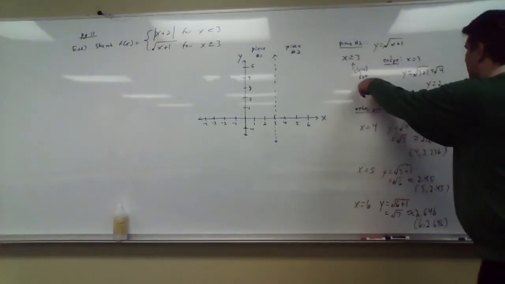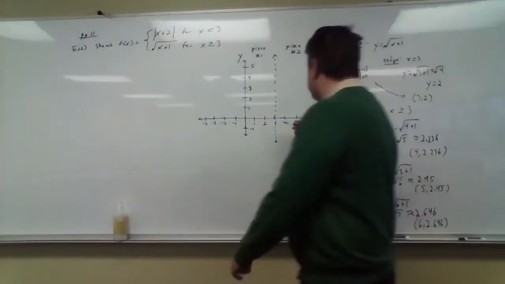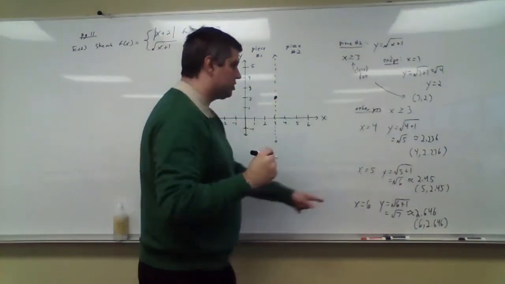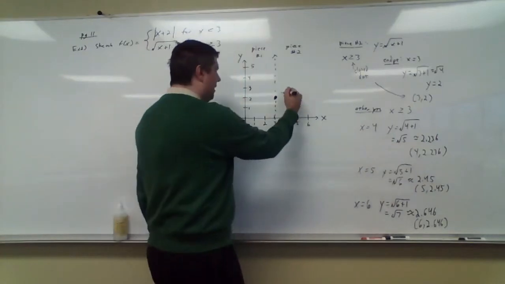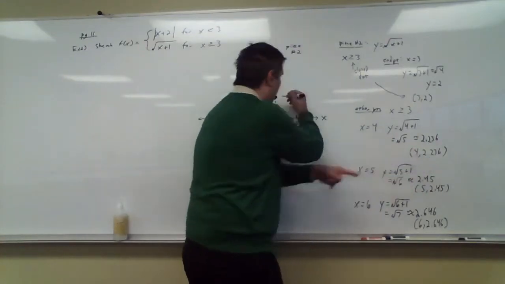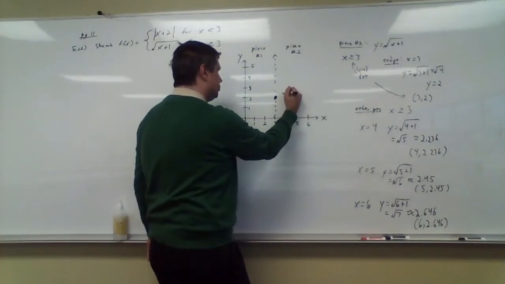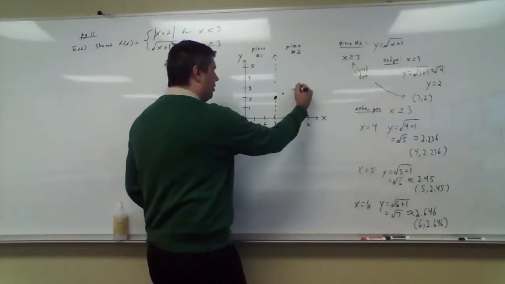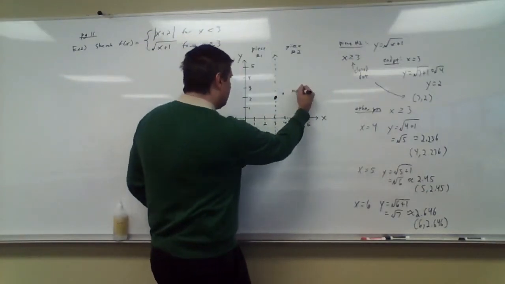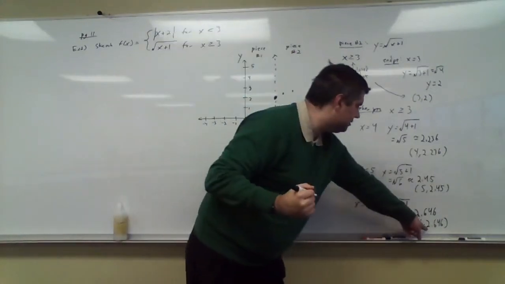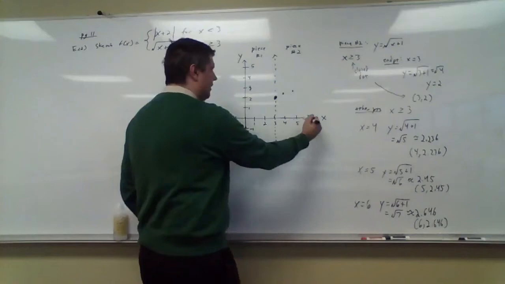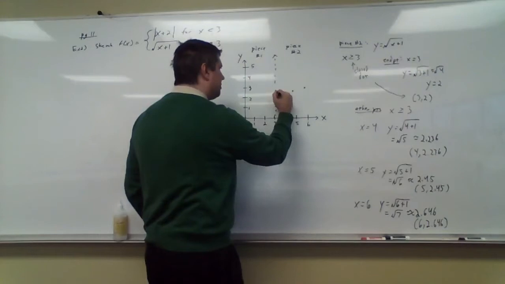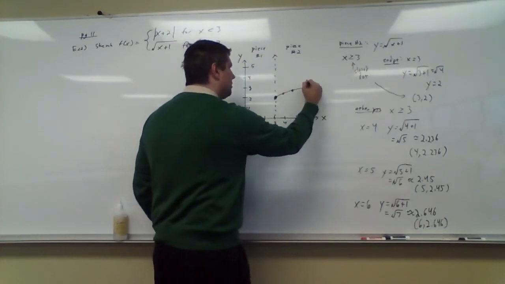All right, so let's go ahead and plot these things. This endpoint will be a closed dot, so that's (3, 2), because of the "or equal to." We also have 4 and almost 2 1/4. Then 5, almost 2 1/2, a little bit under. And then 6, and 2.646, so almost 2 2/3. And it's a radical function, so it's going to have a curved shape to it.